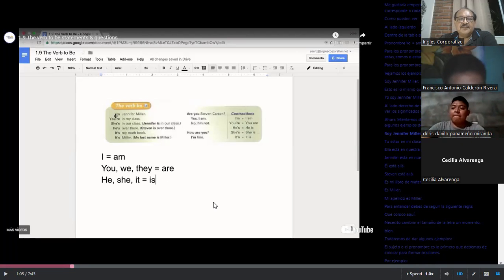Nos vamos a quedar aquí hoy porque ya tengo la next call, la siguiente llamada. Vamos a practicar mañana las oraciones afirmativas y luego vamos a pasar a ver las formas interrogativas para que nos vaya quedando claro.